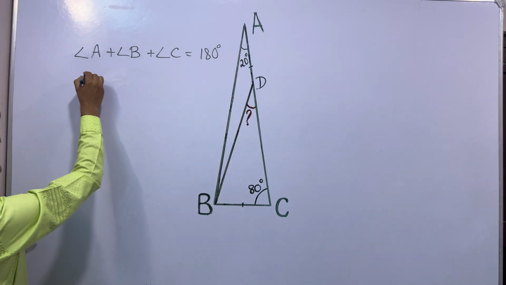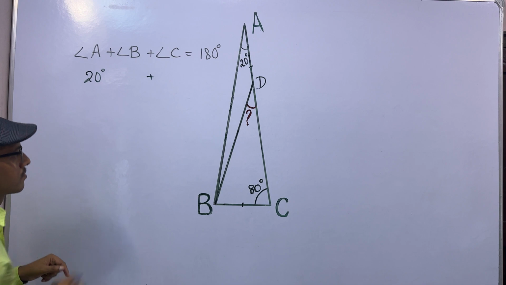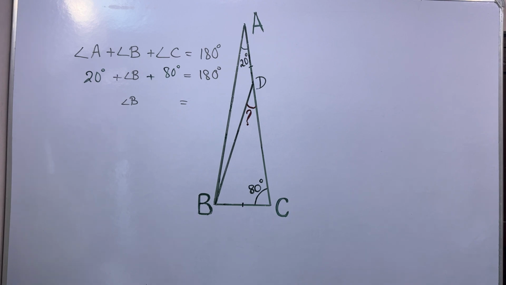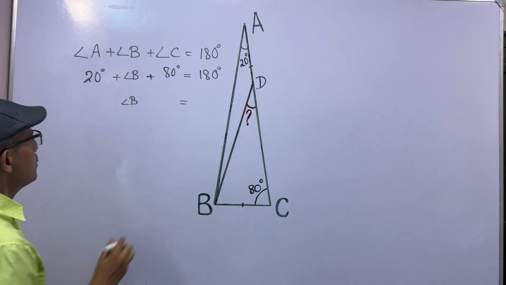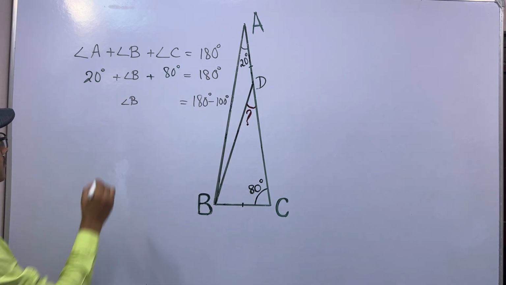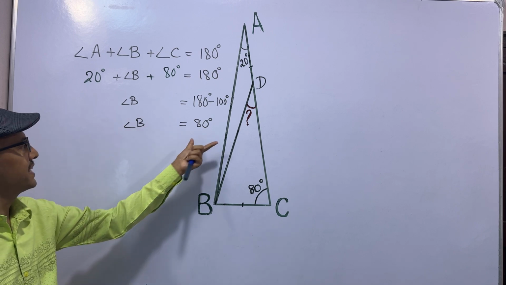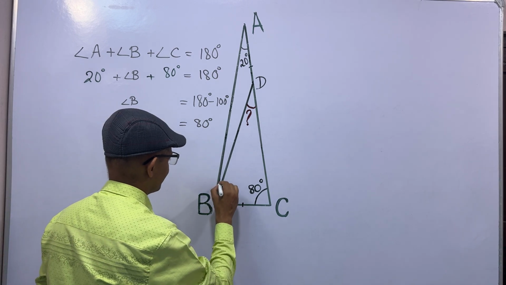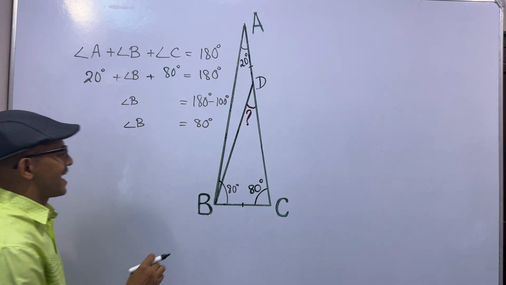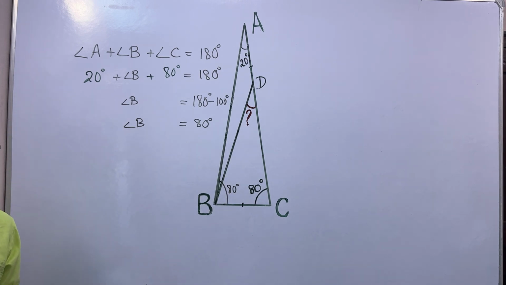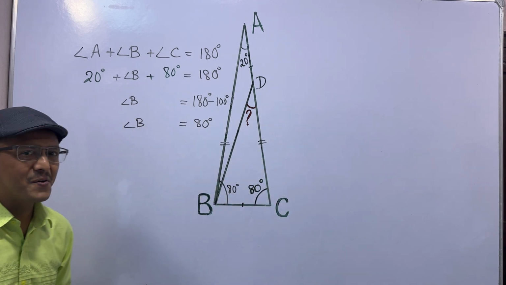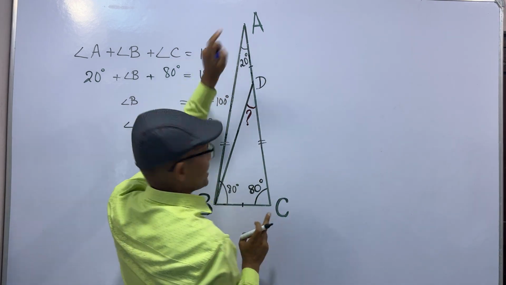We know angle A measures 20 degrees and angle C measures 80 degrees. And so angle B equals the difference of 180 degrees and 100 degrees. That gives us angle B equal to 80 degrees. Hey, we observed that triangle ABC is actually an isosceles triangle. And so the side opposite to equal angles must be equal. Okay, we got AB equal to AC, but what more?